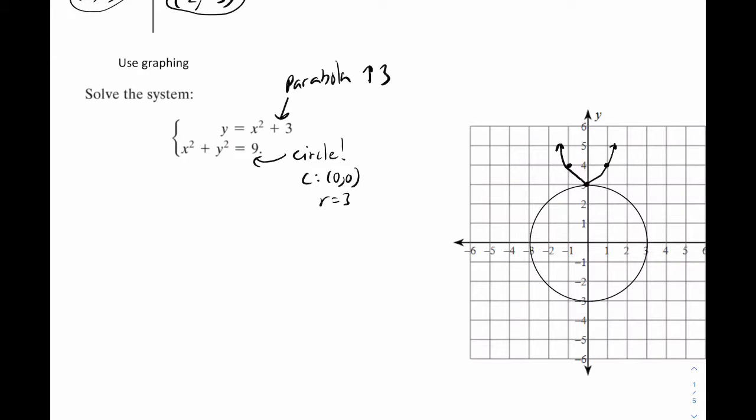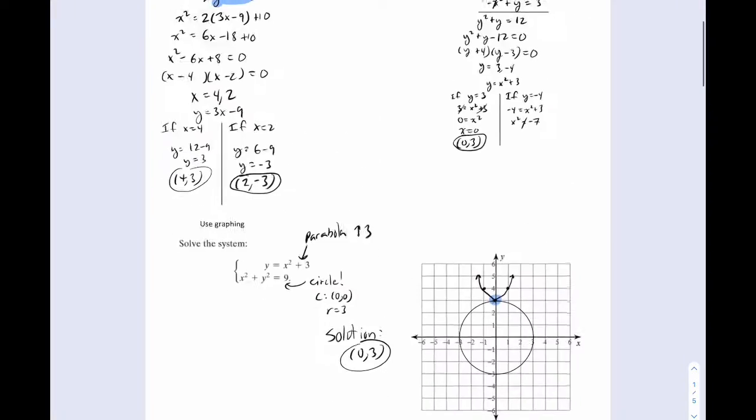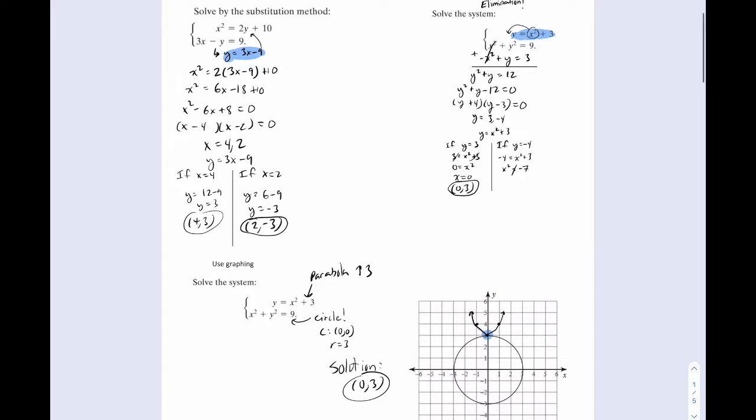And take a look at that. We just solved the system. I can see that they intersect right there. So there's a solution. The solution is 0, 3, which is exactly what we had right here. We did it algebraically.